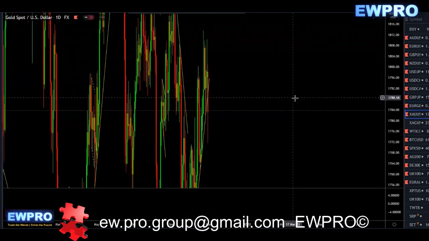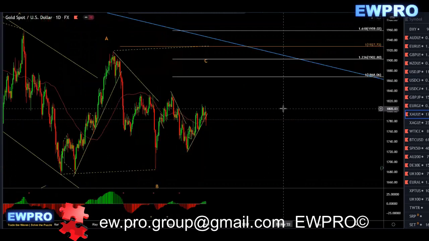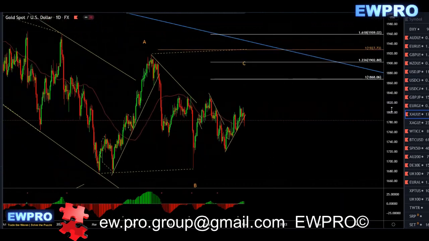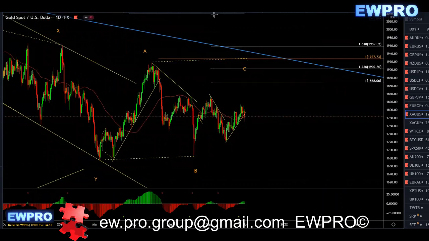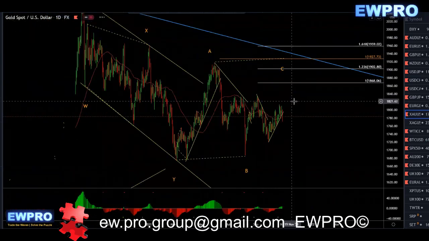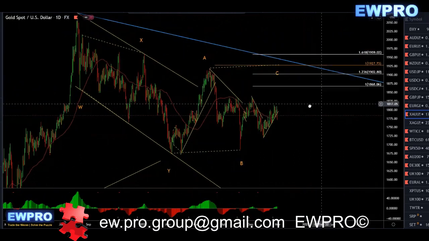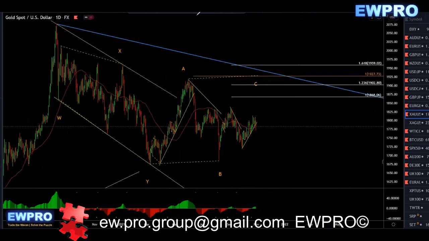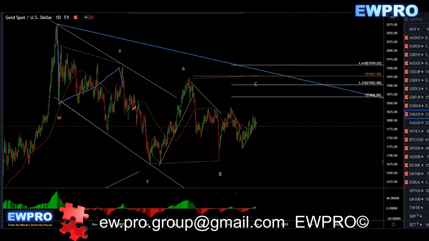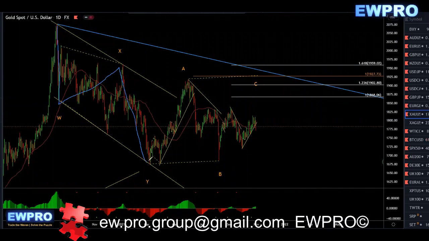Looking at gold on the daily. This is becoming quite complex as well. If I just zoom out a bit, sorry. So we're looking at that WXY. Then we got a possible bear hidden, like I've been saying, but this one didn't break that low. So we're looking at it as an A, B, and we're looking for the C up to this 100 fib.